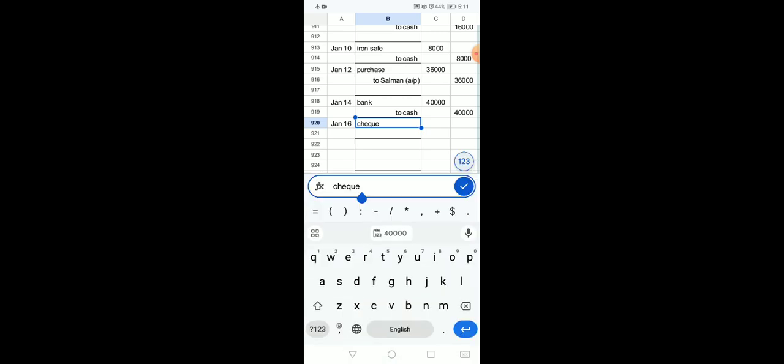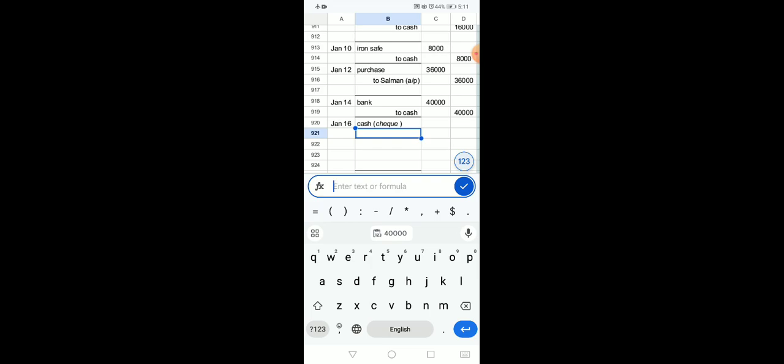Check is your near asset. Why? Because eventually this check would be deposited into the bank account and the amount would be increased. Right now we haven't deposited this check. In accounting we do not mention check instead of cash. For the time being we will consider it as cash. Actually it's not cash. We have received a check and that check has not been deposited into the bank. So for the time being we are considering it as check.